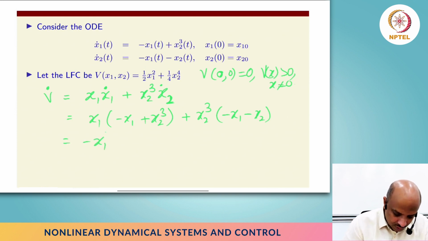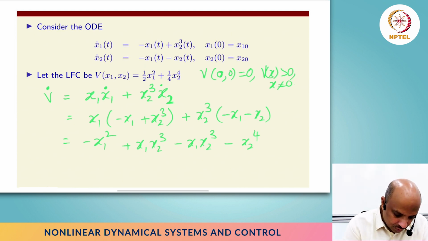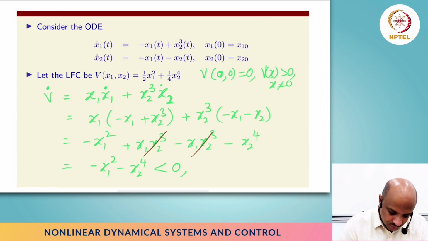When we simplify, we will get minus x1 squared plus x1 x2 cubed minus x1 x2 cubed minus x2 to the power 4, right? And you can see that this and this cancel, and that will give us minus x1 squared minus x2 to the power 4, which of course is strictly less than 0 for all non-zero x1, x2.